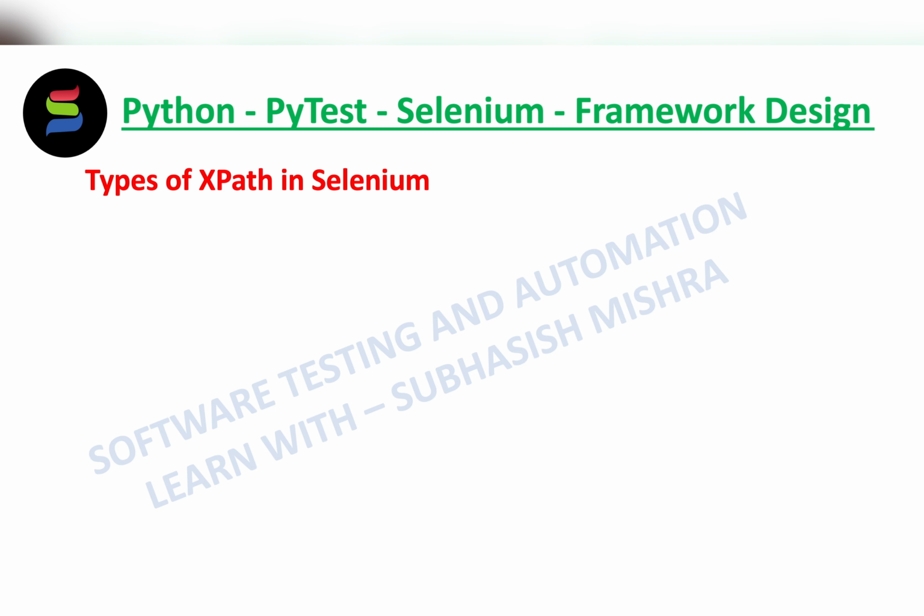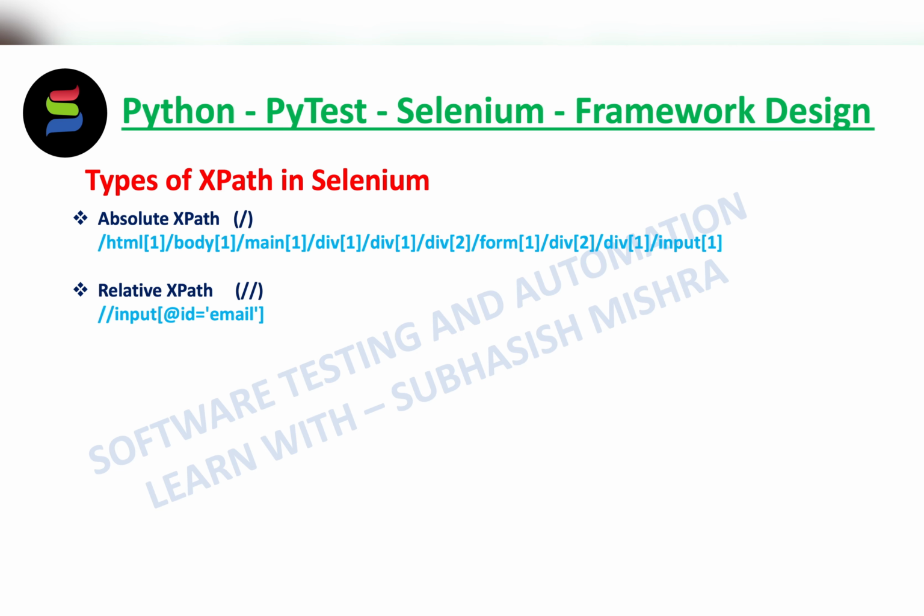First of all, there are two ways we can write an XPath. One is absolute XPath and the other one is relative XPath. Absolute XPath contains the complete path beginning from the root element to the desired element which we want to identify. An absolute XPath starts with the slash symbol, single slash. The disadvantage of absolute XPath is that if there are any changes made in the path of the element, then that XPath fails.